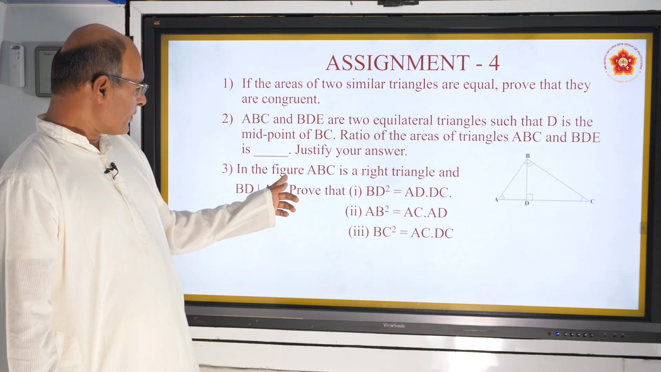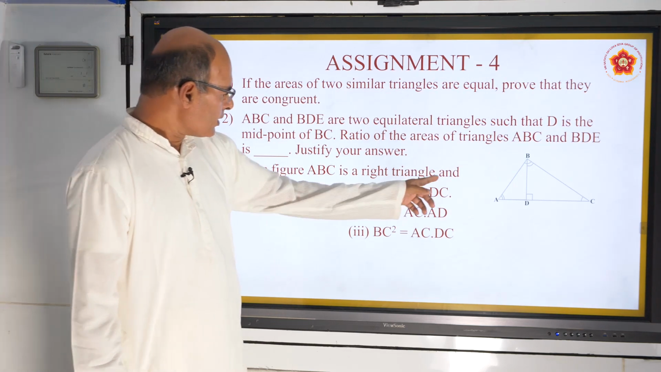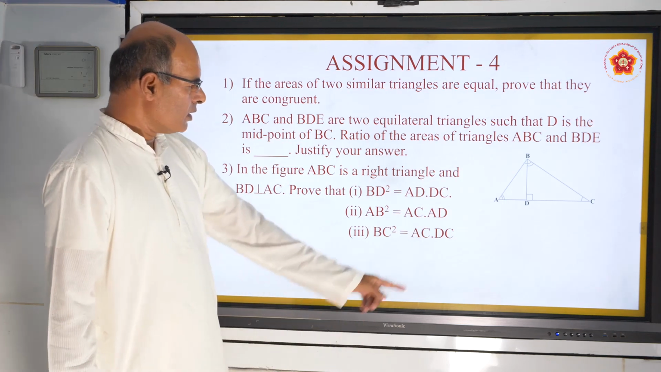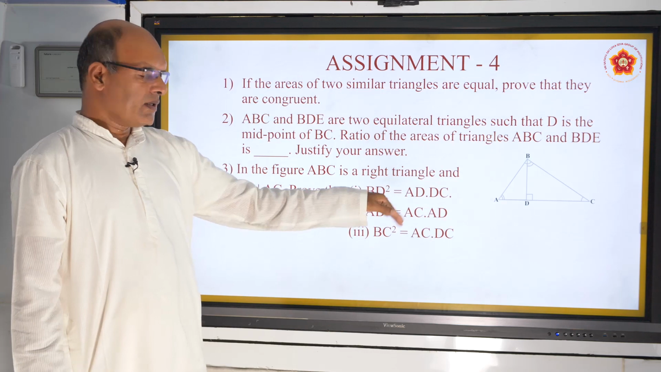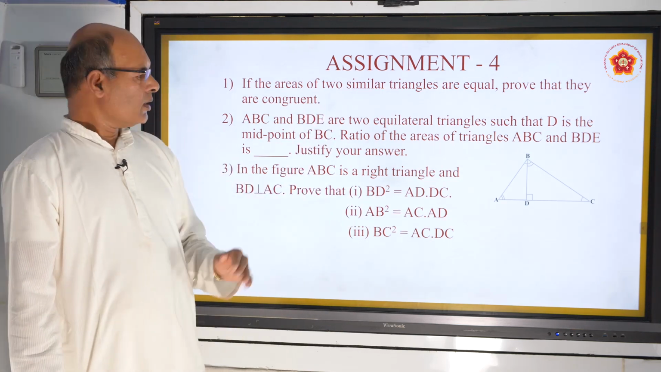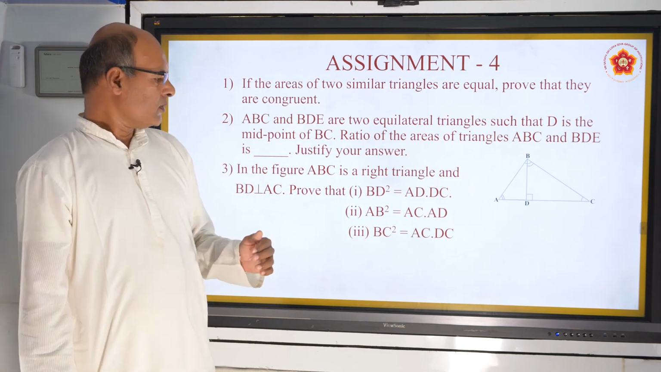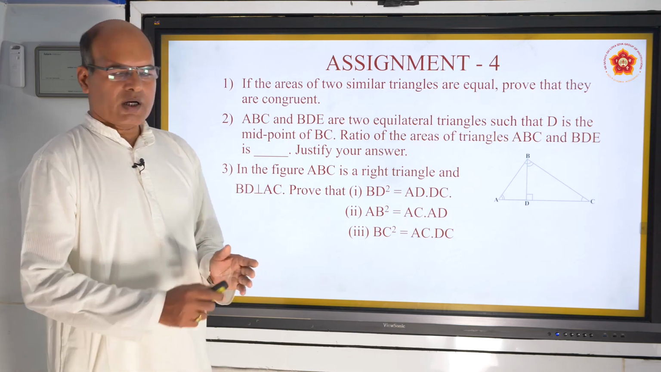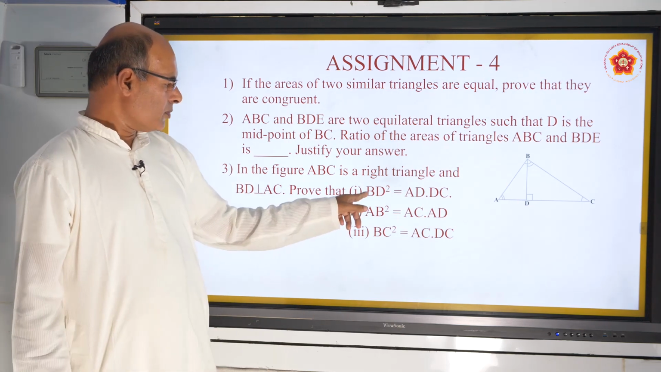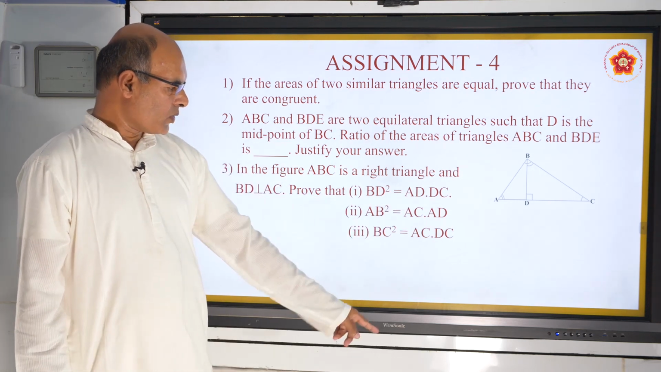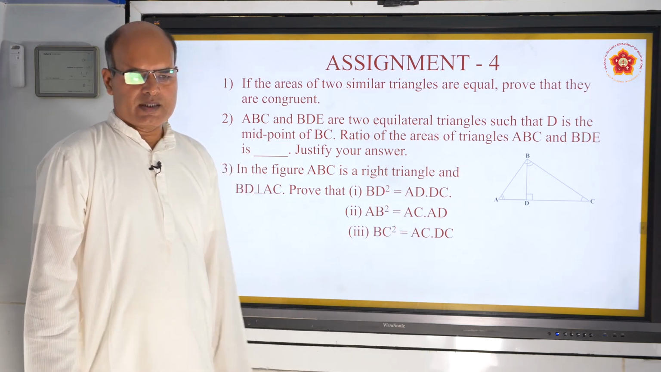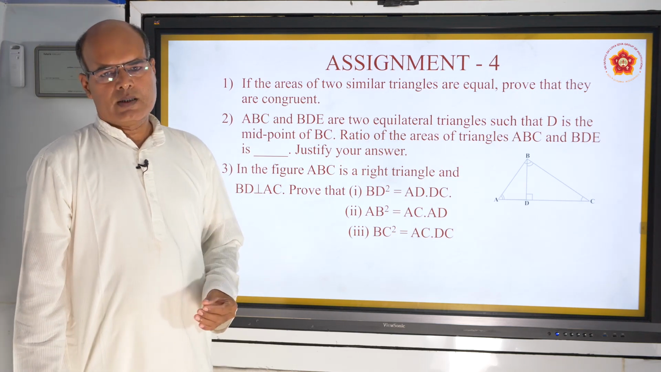In the figure, ABC is a right angle triangle. Let angle B be 90 degree. BD is perpendicular to AC. This is the theorem which we proved just now. We have to continue that theorem. You have to prove that BD square is equal to AD into DC, AB square is equal to AC into AD, and BC square is equal to AC into DC. And this is the assignment for this video.